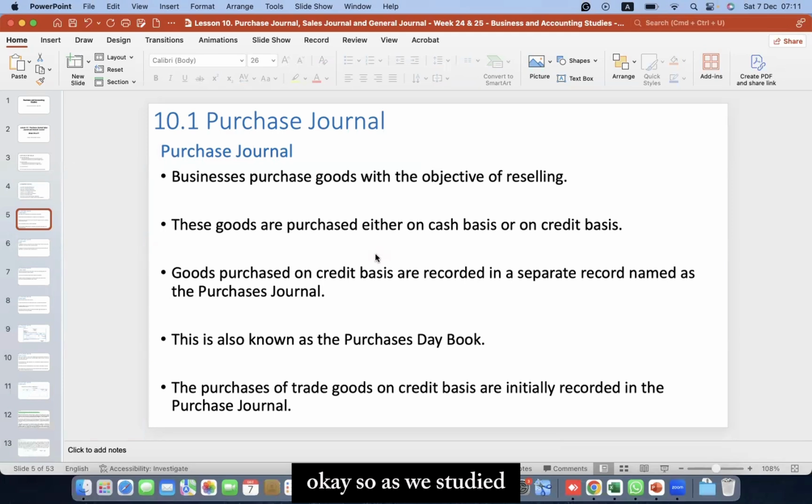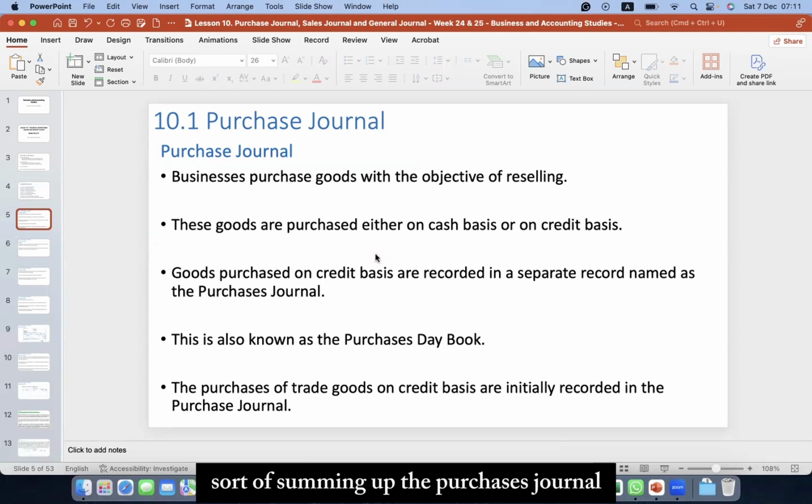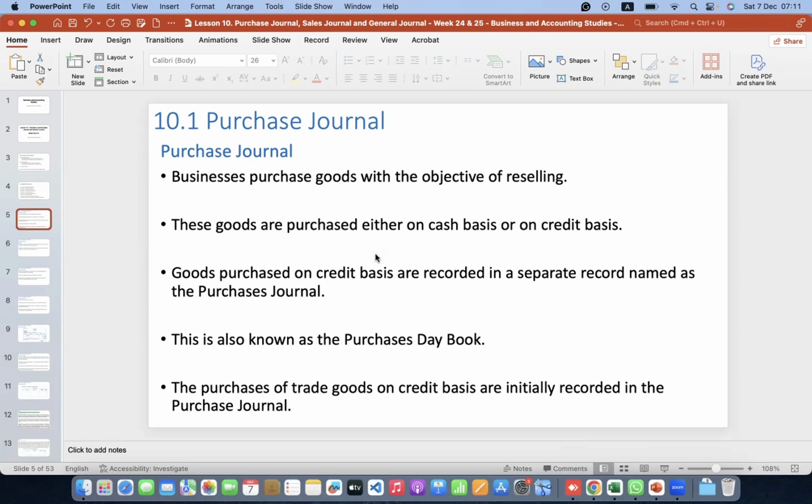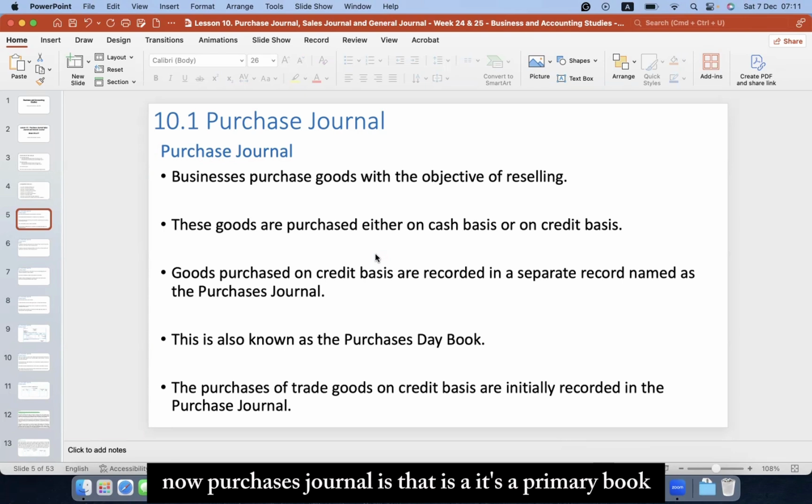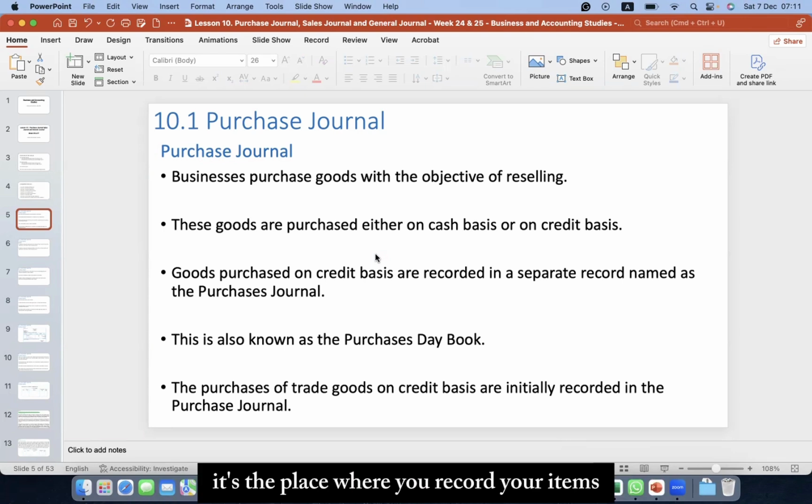Okay, so as we studied, I will be quickly summing up the purchases journal, what it includes, what is happening with that, and what the key components in it are. Now, the journal is a prime entry book, and it's the place where you record the items you bought on credit for the purpose of reselling. For example, let's say you are buying something for the purpose of reselling, and you are buying it on credit basis.